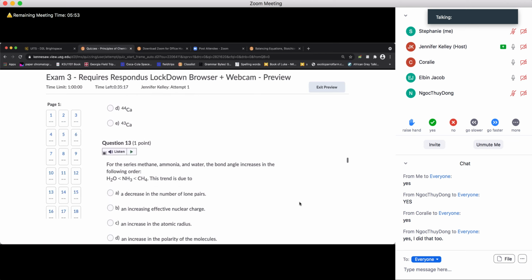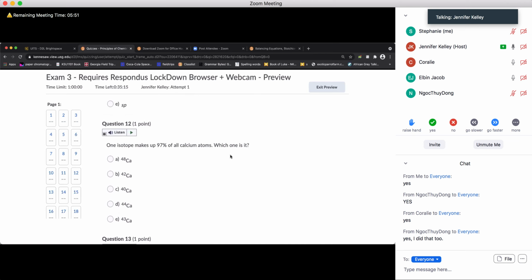Okay, what about number 12? For this one, you look at the periodic table to see what the mass of calcium is. What is the mass of calcium? It's near 40. I put 42? I put 40. Yeah, it's 40. So is the mass near 40 or near this one? Then that would be C.